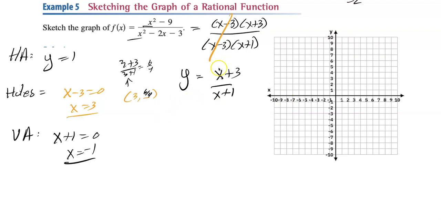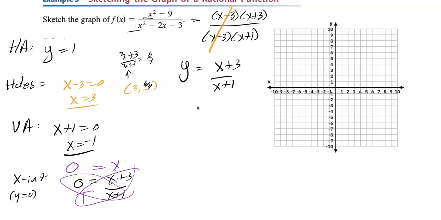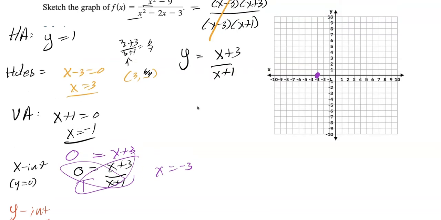So we still have to find the x and y intercepts. We're going to do that with our new graph, not the original. If you want to find the x-intercept, we're going to set y equal to 0. So we get 0 equals x plus 3 over x plus 1. You could cross multiply. I get 0 equals x plus 3. So x equals -3. There's my x-intercept. For my y-intercept, we're going to set x equal to 0. So we're just going to plug that in: 0 squared minus 9 over 0 squared minus 2 times 0 minus 3. So I get -9 over -3, which is 3. So my y-intercept is at y equals 3. Technically (0, 3). So there's my x-intercept and my y-intercept.